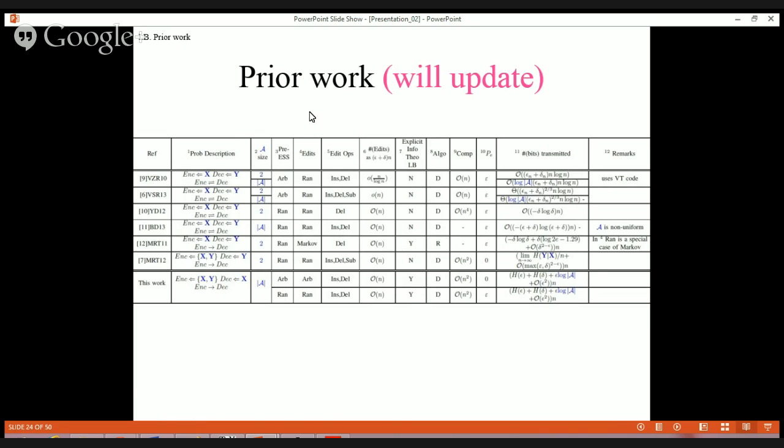This table is a summary of some recent prior work on file synchronization problems. In the first column is the problem description. In the first four prior works, they modeled the problem as a two-way communication problem, where for encoder and decoder, each one has access to one version of the file.